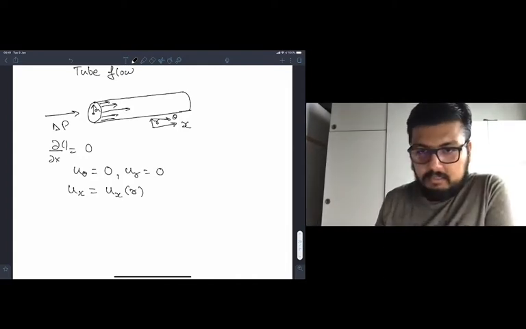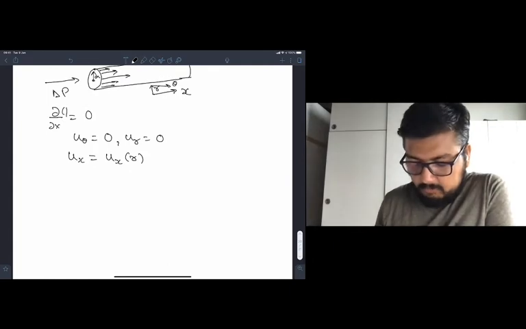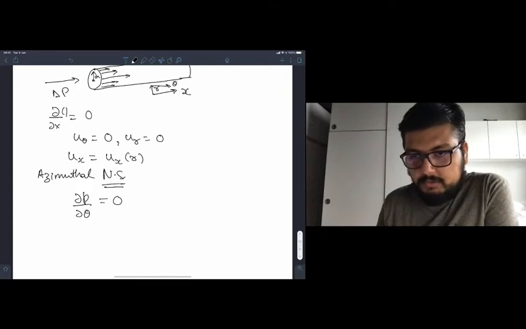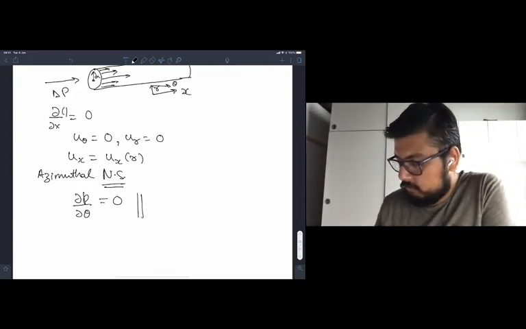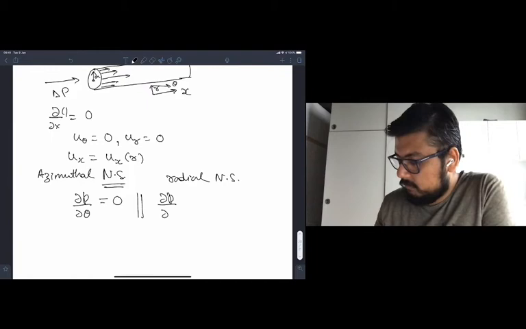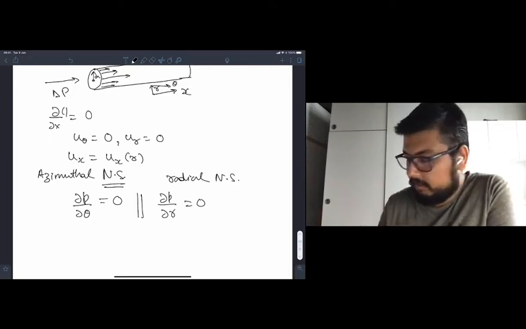You can plug these inside the continuity equation for the cylindrical coordinate system, and then you will indeed see that it satisfies the divergence free condition. Furthermore, the azimuthal Navier-Stokes will give that dp by d theta is 0. So p is not dependent on the azimuthal angle theta. And the radial Navier-Stokes will give an equation which says that dp by dr is 0. So this pressure does not depend on the r direction either.